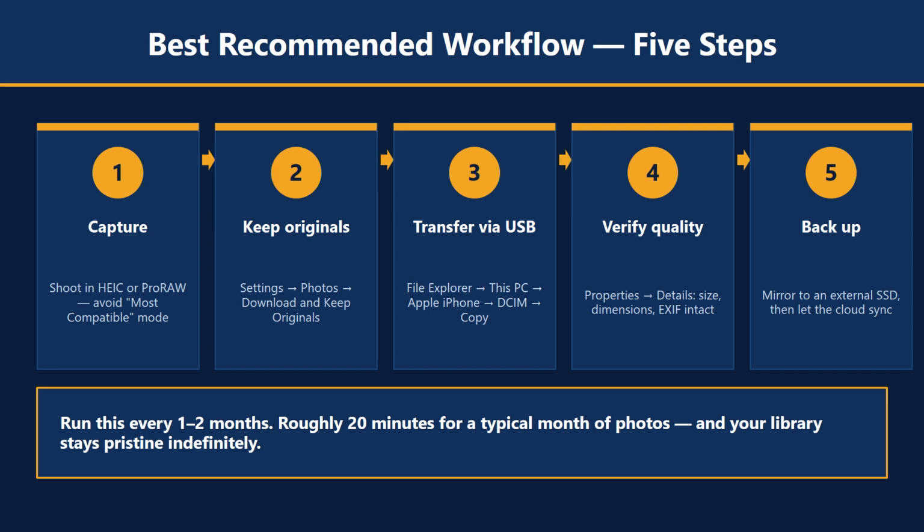HEIC is Apple's modern format that stores more detail in half the space of JPEG. Live Photos are actually 2 files, a still image and a short MOV video. HDR images carry extended brightness and color information. And ProRAW files hold the unprocessed sensor data used by professionals. A truly lossless transfer preserves all 7. Most methods quietly drop 3 or 4 of them.